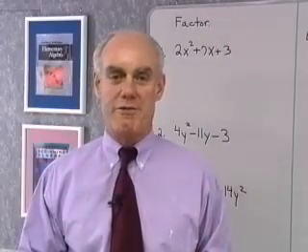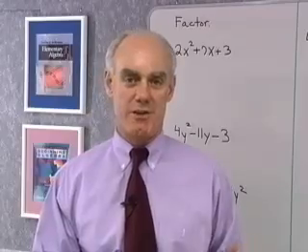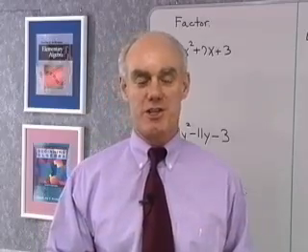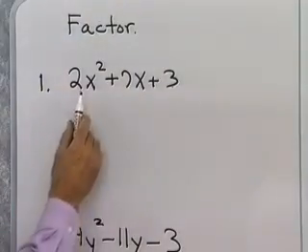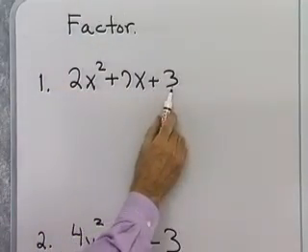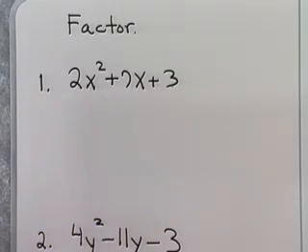Let's continue our work with factoring trinomials now by factoring some trinomials whose leading coefficient is other than 1 and also that does not have any greatest common factor other than the number 1. Our first one is 2x squared plus 7x plus 3. There's no greatest common factor other than the number 1, and my leading coefficient here is not the number 1, it's something different.